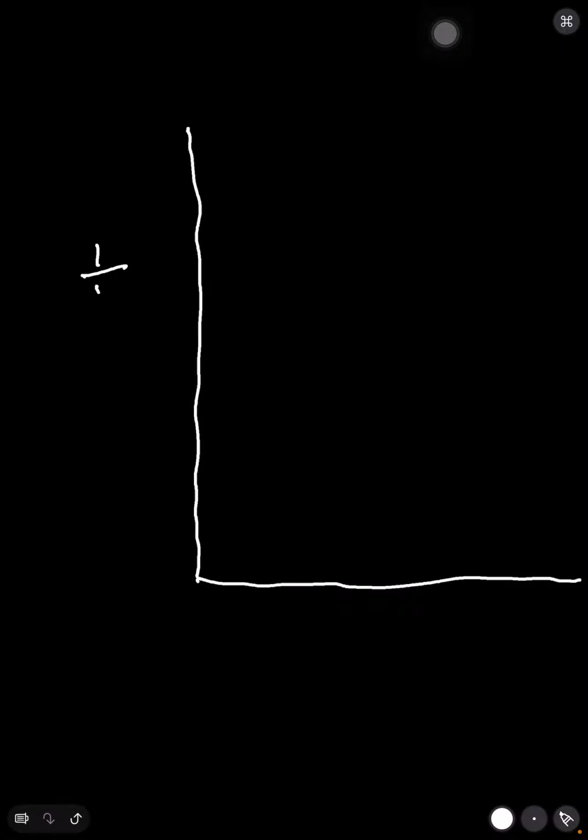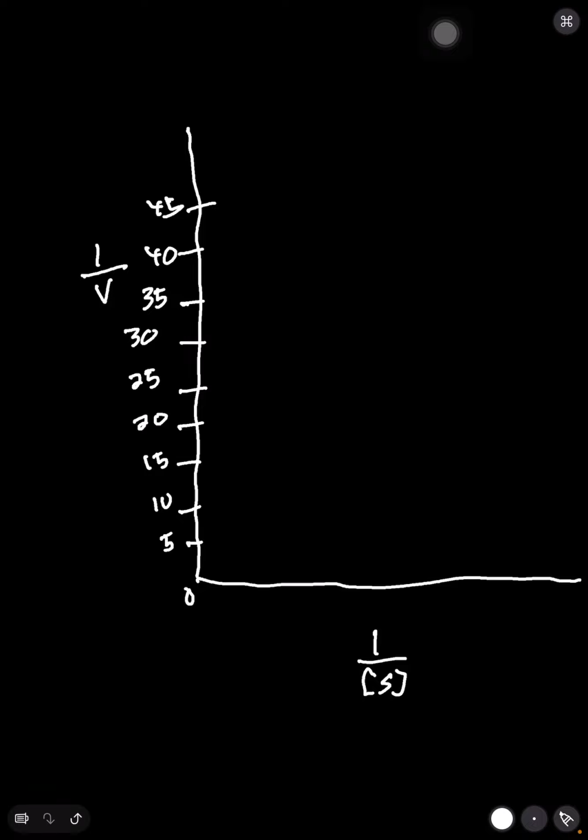All right. So again, forgive the crudeness of this. I'm doing this freehand on my iPad, so it's probably going to be a little bit off. All right, so we're going to have 1 over V on the y-axis. So let's start at 0. Let's say 5, 10, 15, 20, 25, 30. Yeah, this is definitely off a little bit, but you get the idea. All right, and this is going to be 1 over the substrate concentration. Again, this is going to be 0, so let's see. 0.05, 0.1, 0.15, 0.2.